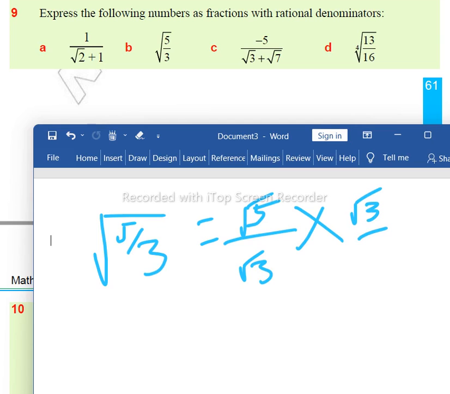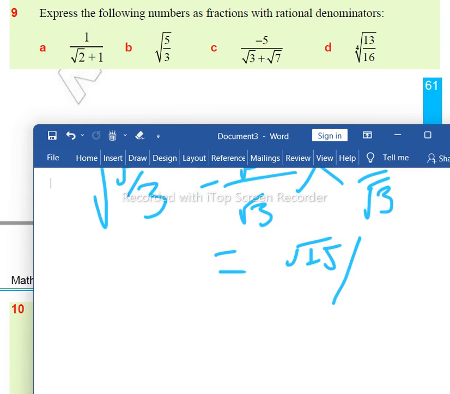So we have to rationalize the denominator. We have to multiply with square root of 3 on both sides. When we multiply 5 times square root of 3, we have square root of 15 over 3 times 3, which is 9. Square root of 9 means 3. So this is the final answer for this question.